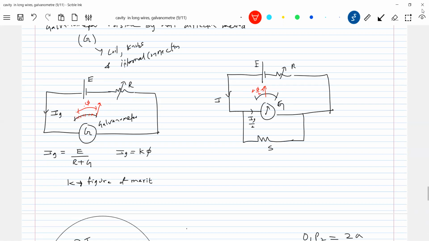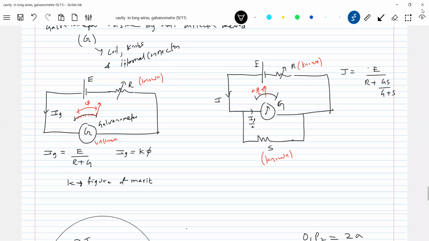So I'll adjust now. Now I know all the things. I know R, this is a known thing, and this is also a known thing, this is also a known thing. Which is unknown? This is unknown. How to find that out? What is I equal to? See, just simple KCL, KVL. What is I equal to? Total E by R plus these two are parallel, so GS by G plus S.